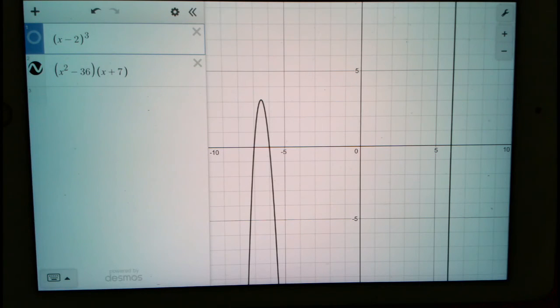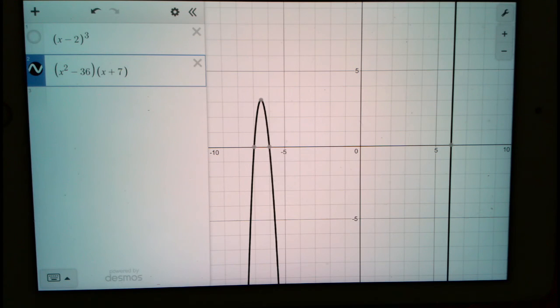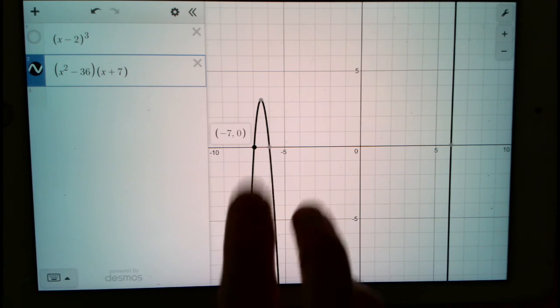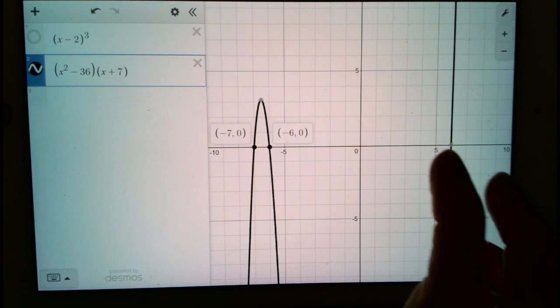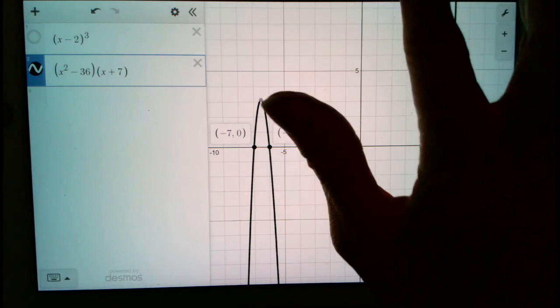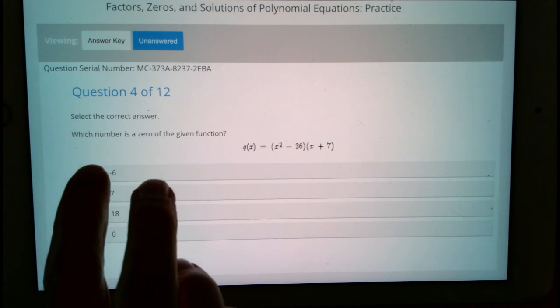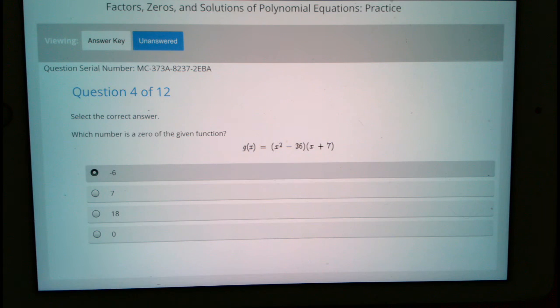So here's the picture. And what we see in terms of the answers to our problem, the answers being where the graph crosses or touches the x-axis: it crosses at negative 7. It crosses at negative 6. It crosses at positive 6. If we go back and look at our choices here, negative 7, negative 6, positive 6. Negative 7, positive 6, negative 6. There is our choice.